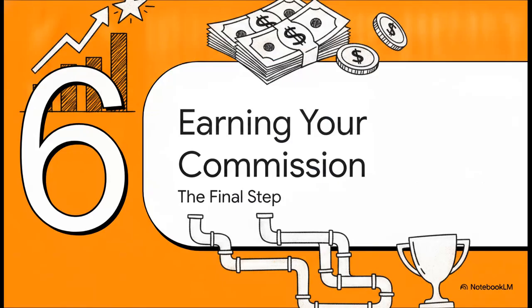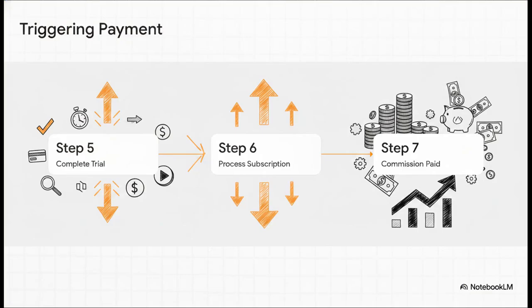And finally, Section 6, Earning Your Commission. Step 7, partner commission paid. We want to be incredibly clear here. Completing those administrative steps, aggressively and helpfully guiding the free trial, and successfully processing the subscription directly triggers the automatic release of your sales commission. There is zero guesswork involved. You follow the pipeline, the system registers the closed subscription, and boom, you get paid for your hard work.